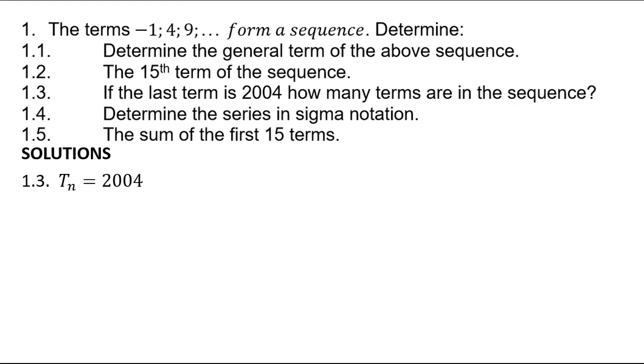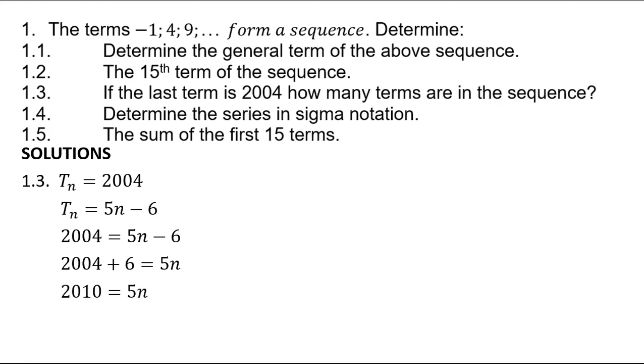Now, to determine how many terms we've got in the sequence, we'll have to calculate the value of n because we are given Tn. If we're calculating the position of the last term, the value of n will also represent the number of terms we have in that sequence. Use the general term where there's Tn, substitute 2004 to solve for n. Transpose -6 to the left-hand side, it will be +6. 2004 plus 6 will give you 2010, then divide both sides by 5, and n will be equal to 402.